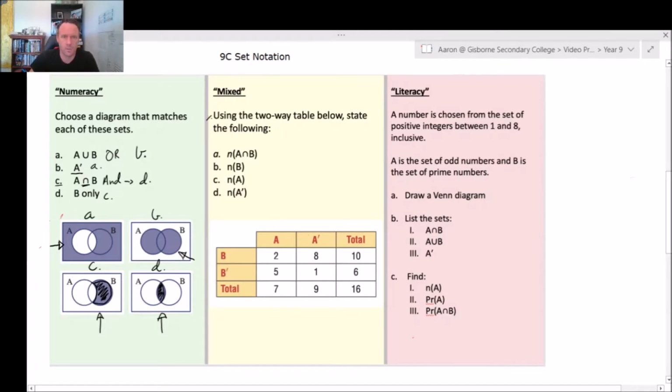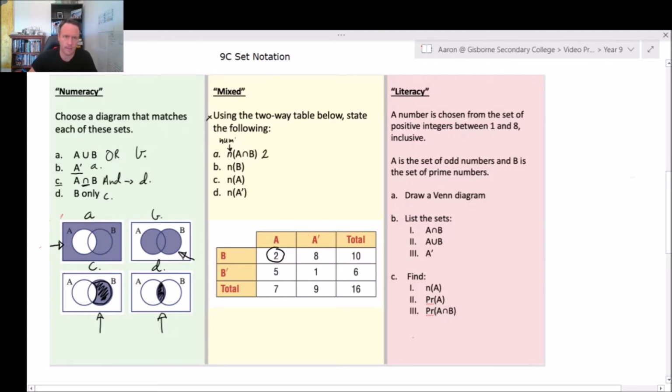Next up, we're going to use the two-way table to state the following. Anytime we have the n, that's the number of items. So how many items are in A and B? We know that is in both of them, so I look down here and say, well, that is that part right there. So there are 2 items in A and B.